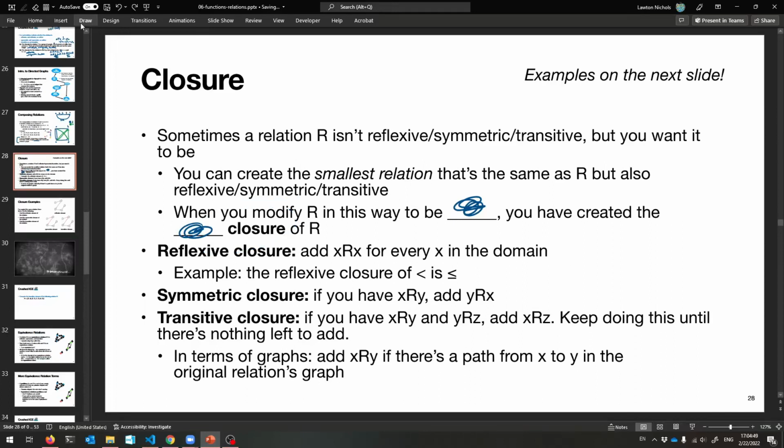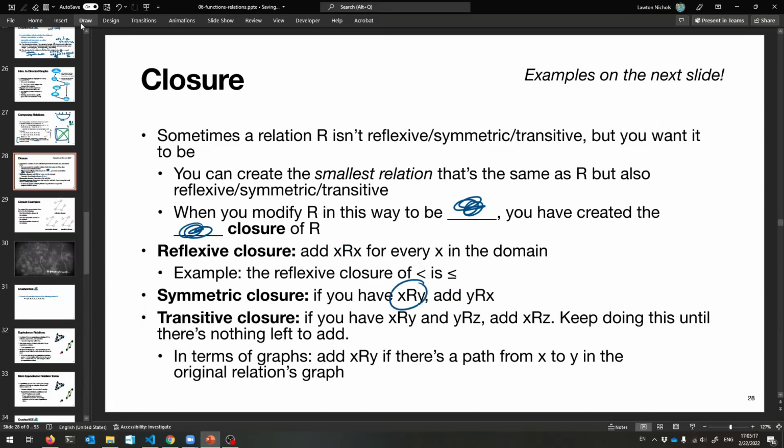And here's how you do it. Here's how to add the fewest arrows to make it reflexive, symmetric, and transitive. So if you want to make your relationship reflexive, just make everything related to itself. Add xrx for every x. Does that make sense? So for example, the reflexive closure of strictly less than is less than or equal to. Does that make sense? That's not too bad, right? So just add xrx. That forces you to do stuff.